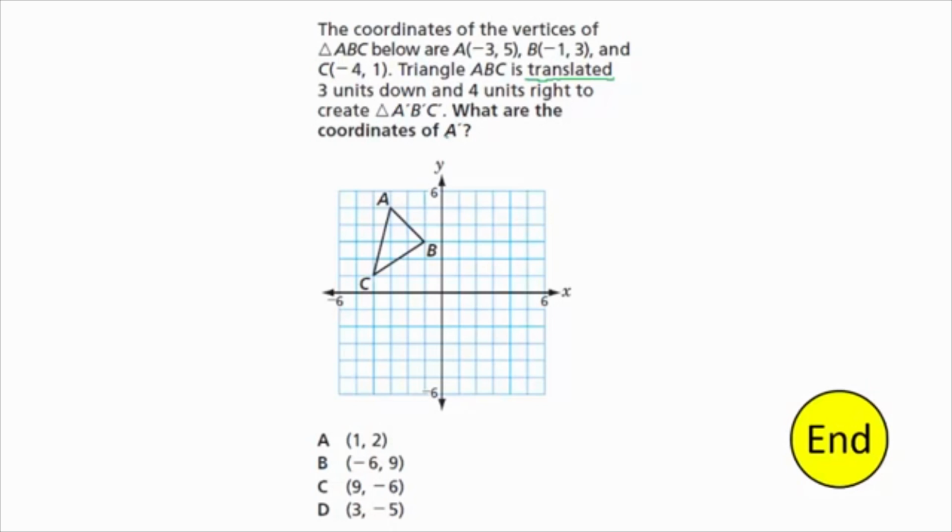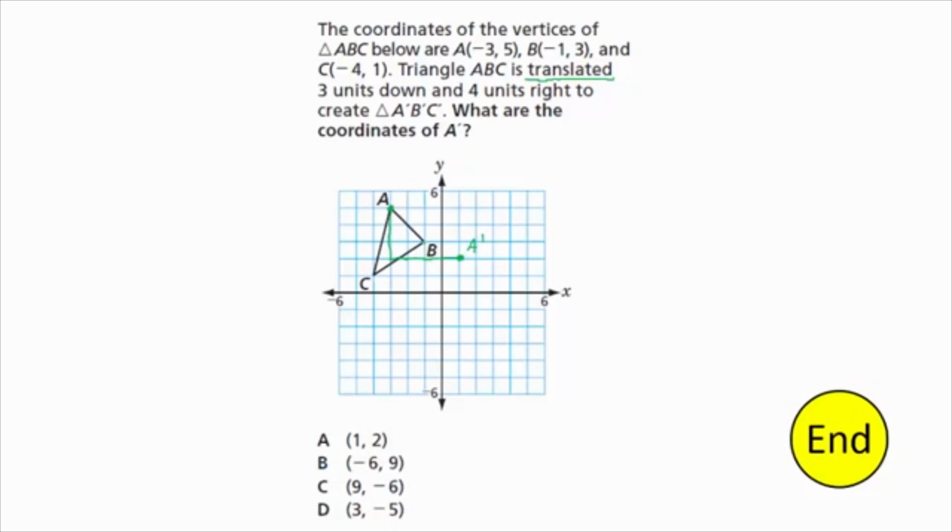That's some tricky vocabulary, but if we clean that up a little bit, translated means moved. So we're going to move this triangle down 3 units and to the right 4 units. In other words, if we just think of this point here, we're going to move it down 3 units and over 4. 1, 2, 3, 4. And this is going to be my new A, and we actually call that A primed.